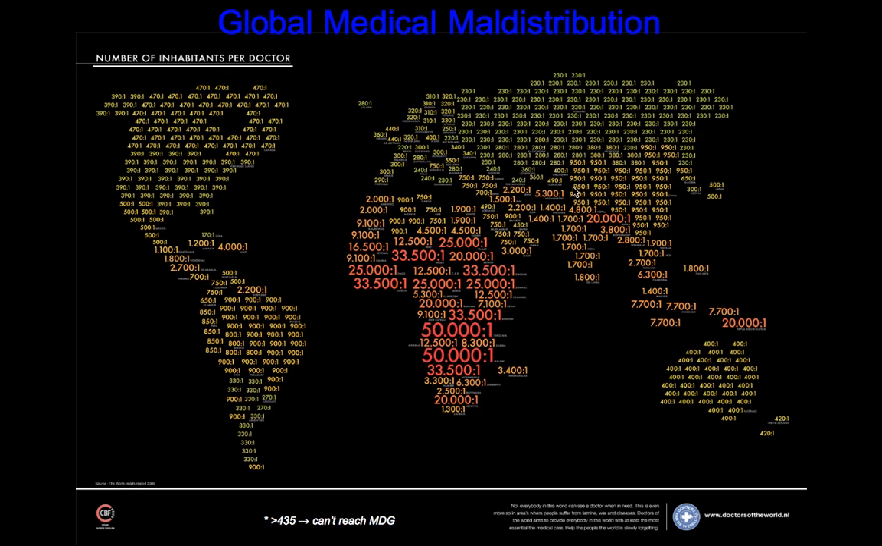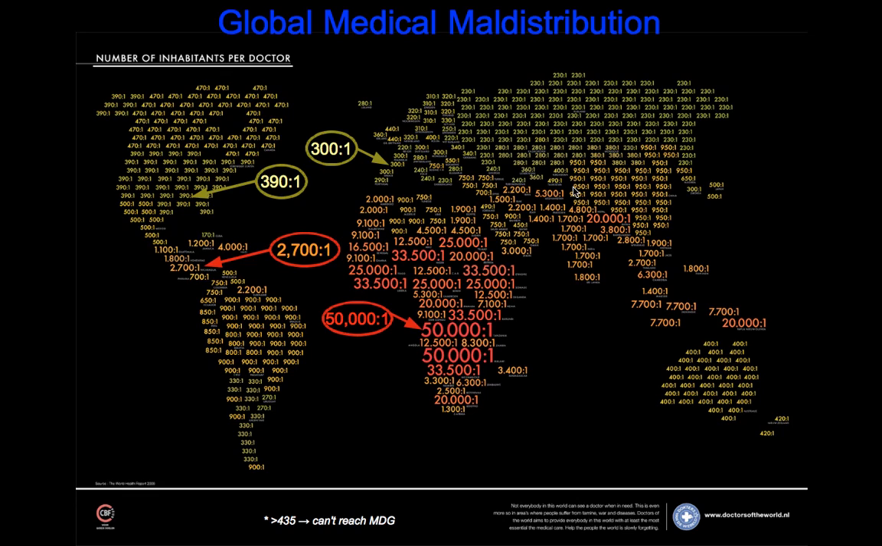I'd like to start this video by sharing with you a map of the global medical maldistribution. This is a map of the world representing the number of inhabitants per doctor. If we look, for example, in the US, we can see that there is an average of about 390 inhabitants per doctor. In France, we have about 300 inhabitants per doctor.